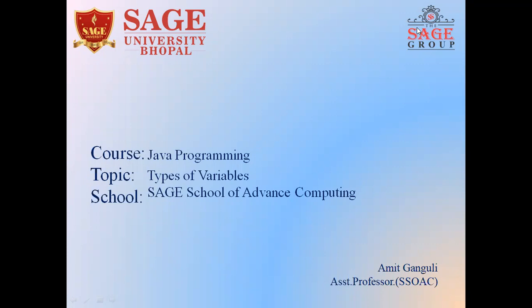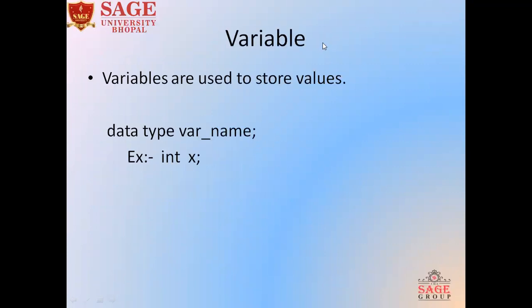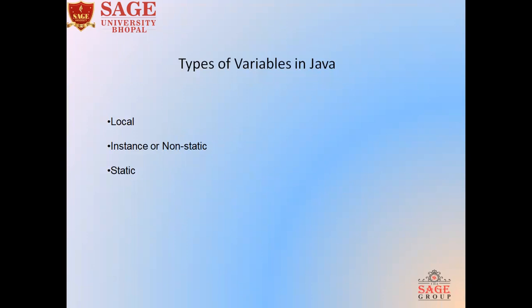Today I am going to discuss the topic types of variable in Java. As we know, for any language, data plays a vital role. To hold the data, we use variables. A variable is used to store values. To declare a variable, first we declare the data type, then we declare the variable name. In Java, there are three types of variables: local, instance or non-static, and third one is static.